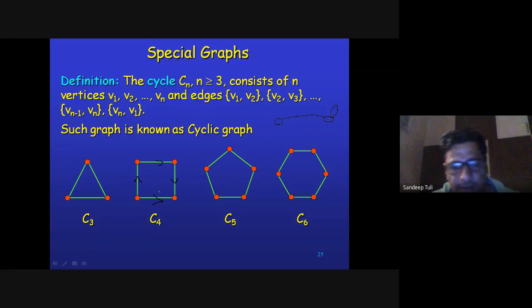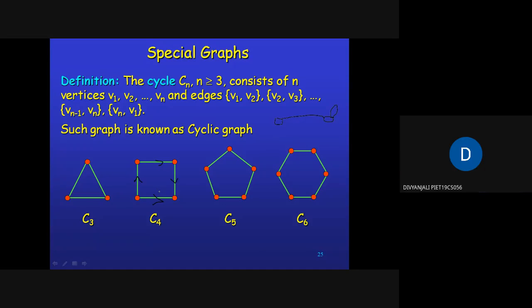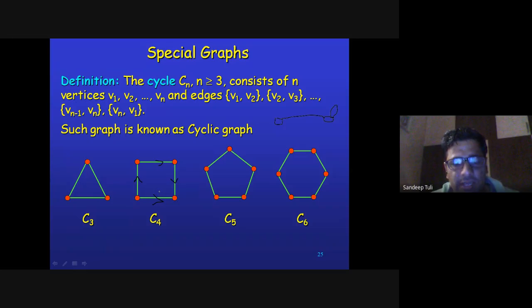So is it a cycle? No, sir. One arrow of the cycle is crossing, so it is not a cycle actually. Okay, so up to here it is fine, but because of this direction it is not a cyclic graph, and it is not a cycle actually.